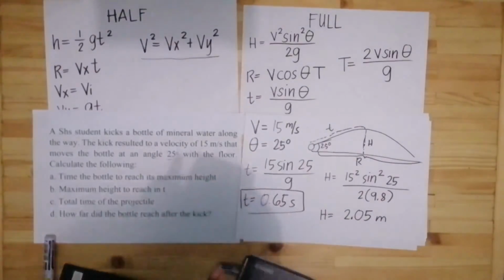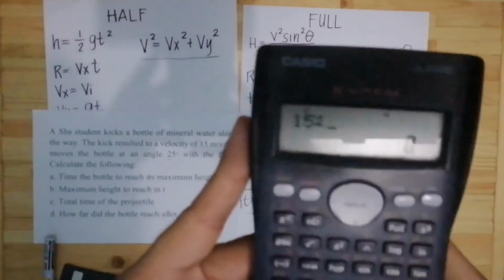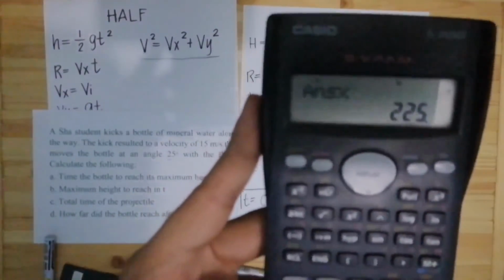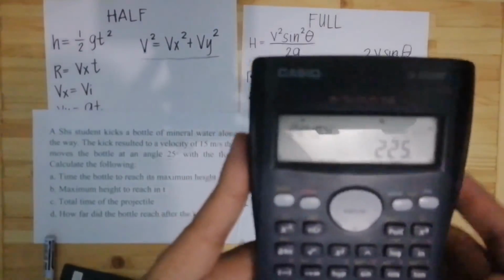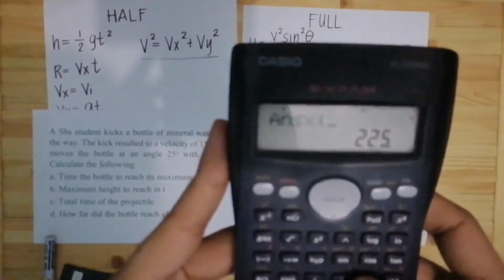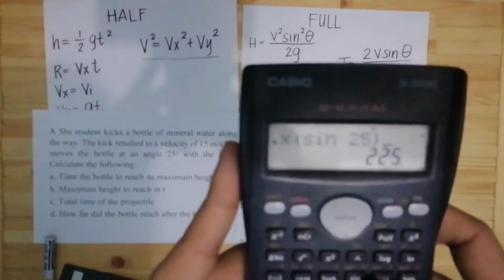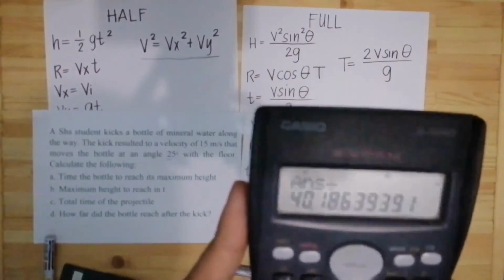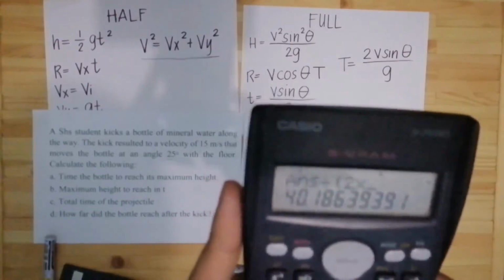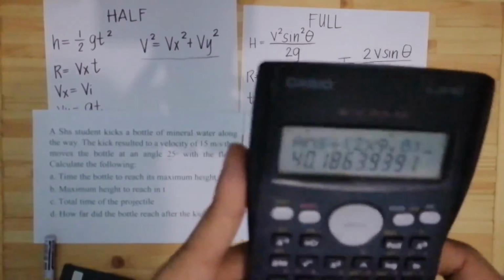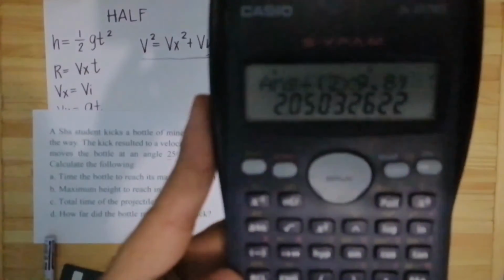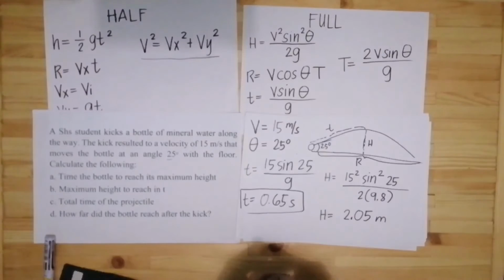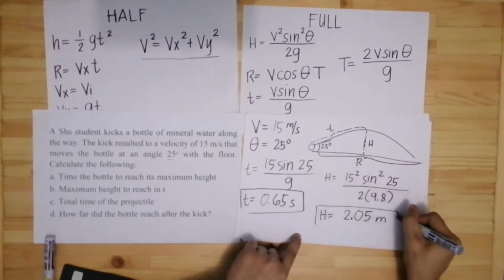Okay? Check lang natin ulit. 15 squared equals natin. Then, times muna natin yung answer natin. Sine 25 squared equals natin. Then, divided by 2 times 9.8. That is equal to 2.05. So, tama yung sagot natin. Double check lang natin. So, that is the answer in letter B.